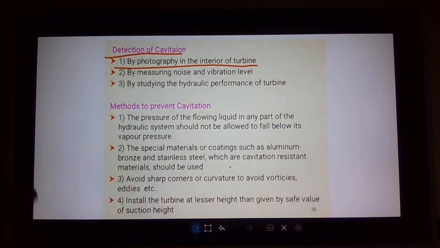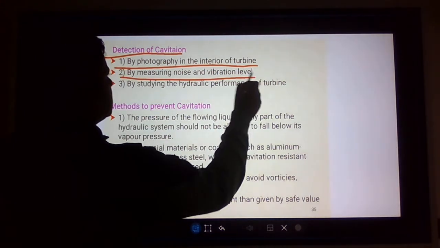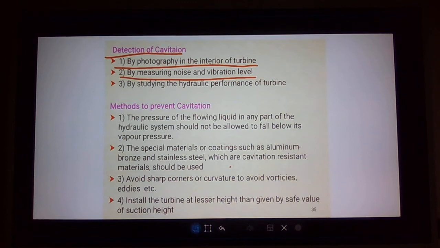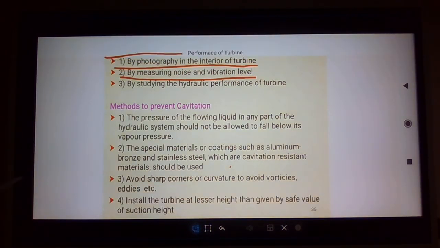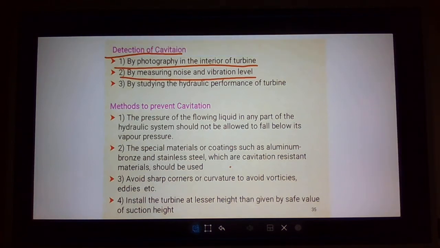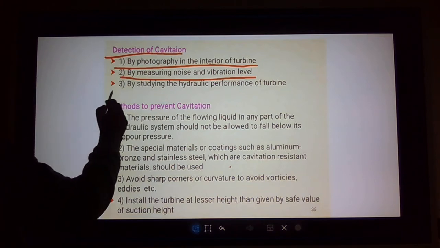Okay, then you can detect it by measuring the noise and vibration level. If there is some noise and vibration in between the working of the turbine or the pump, you can easily determine that there is some cavitation.